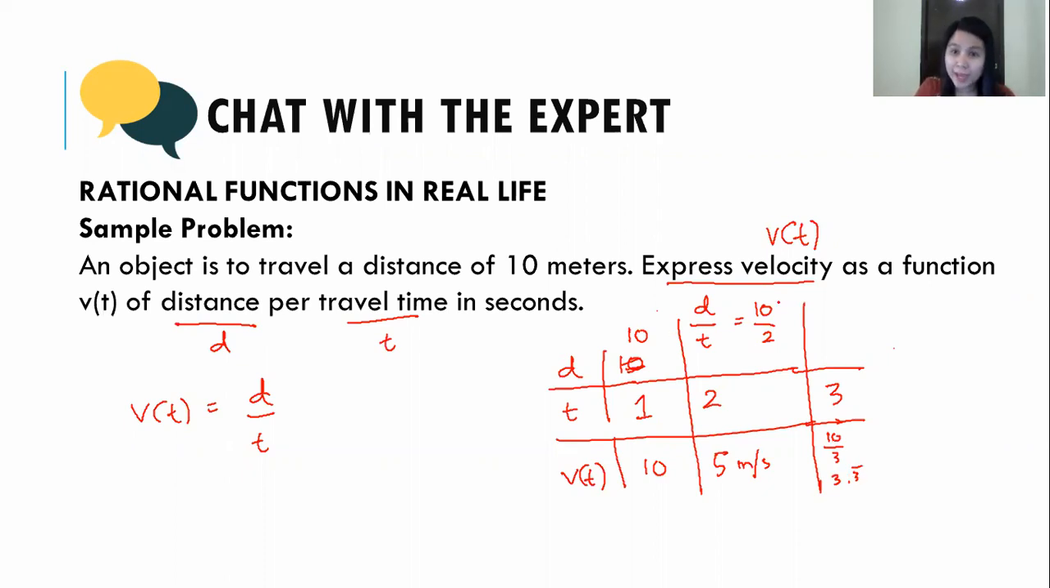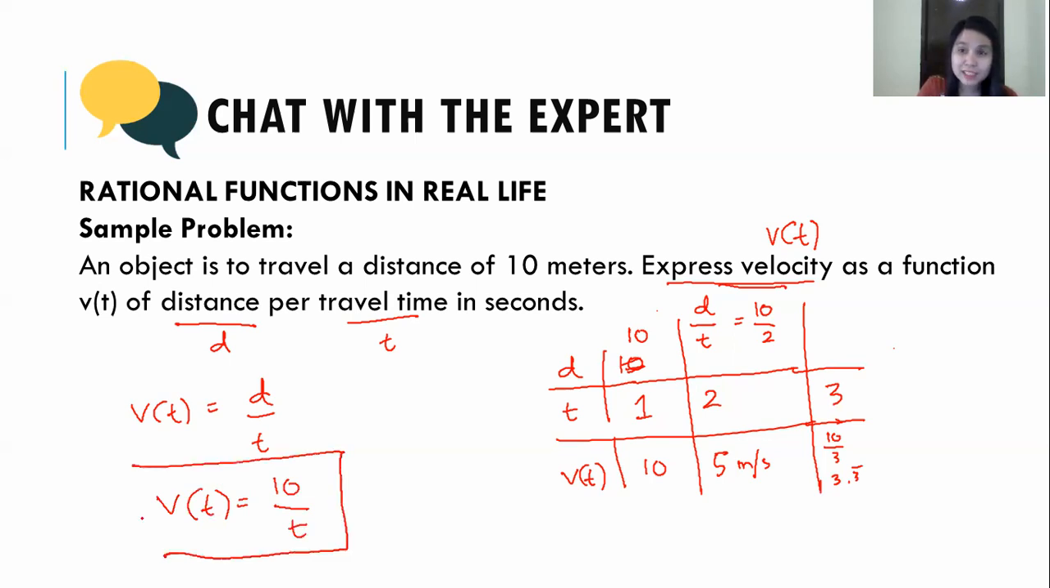So when we write velocity as a function of time, then our distance is constant. So we have 10 over t. This is how we write velocity as a function of distance per travel time. If the given will be 20 meters, then it will also be in this form, 20 over t.